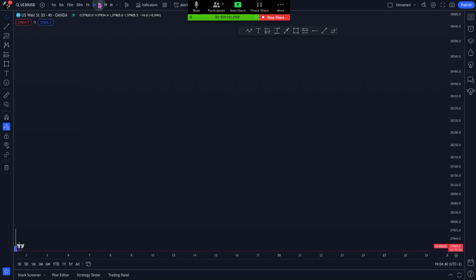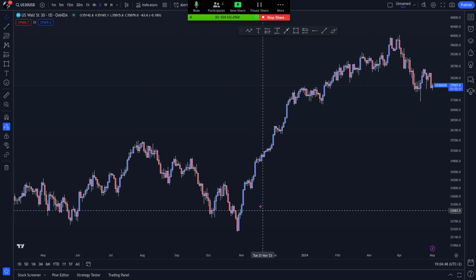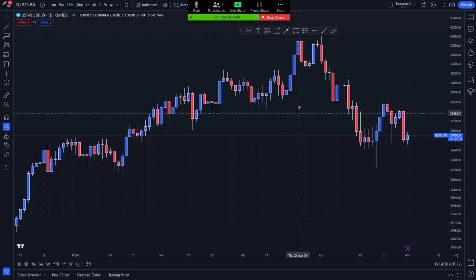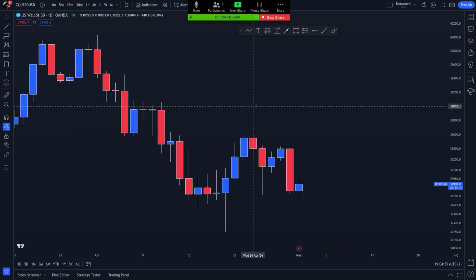We're going to look at US 30. I like US 30, and I don't know why I like it. I like it more than NAS, but NAS is also nice. I won't lie to you. NAS is also nice. What? Sorry? The chart, which chart is this? This is US 30.